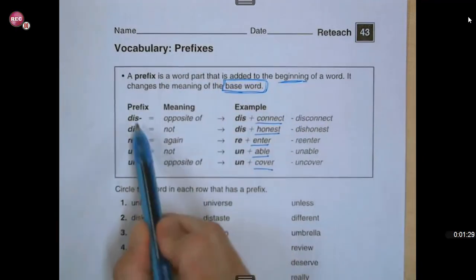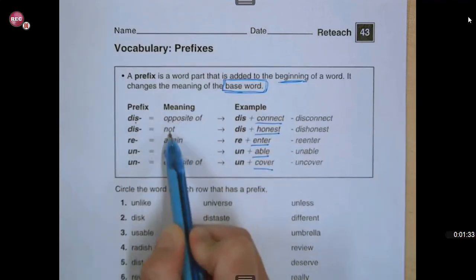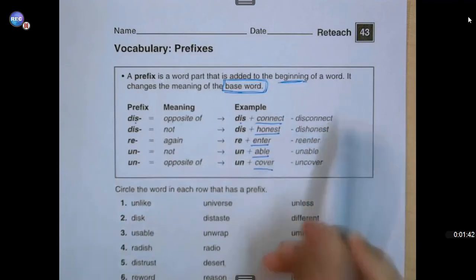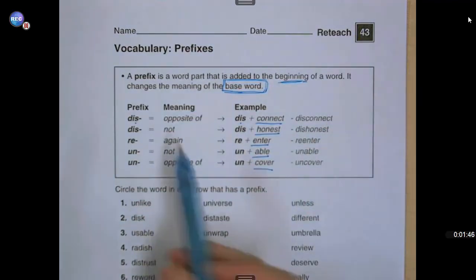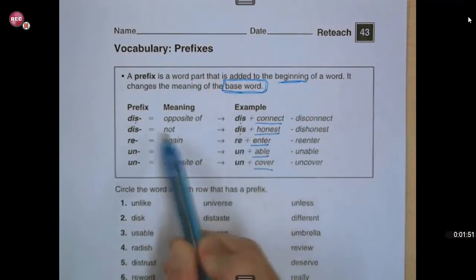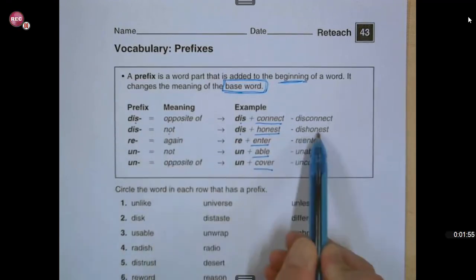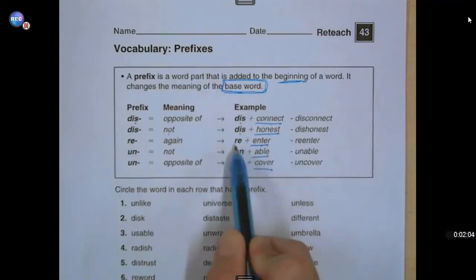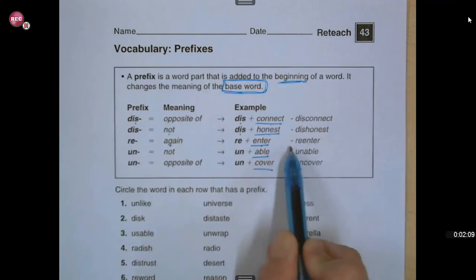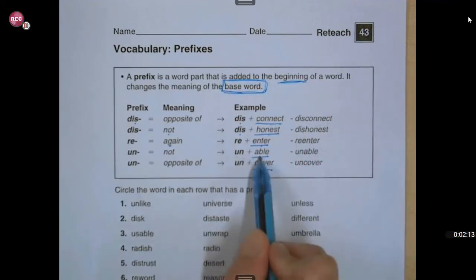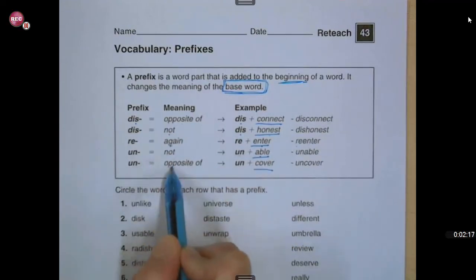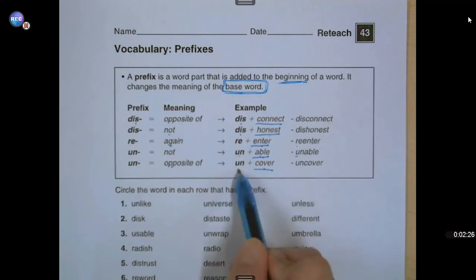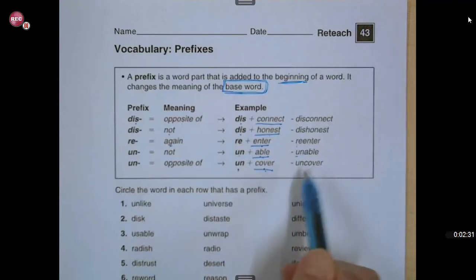But when you add a prefix, for example, dis, which means opposite of or not, to the base word connect, it has a new meaning. The word is disconnect, meaning it's not connected, or the opposite of connected. When you put dis with honest, the word dishonest means not honest. Then you have enter. If you put the prefix re, which means again, re-enter would mean to enter again. Unable has the prefix un, and un can mean not or the opposite of. So unable means not able to do something. You take the word cover and put the prefix un. Uncover means not covered, or the opposite of covered.